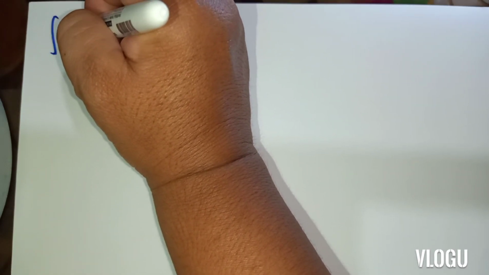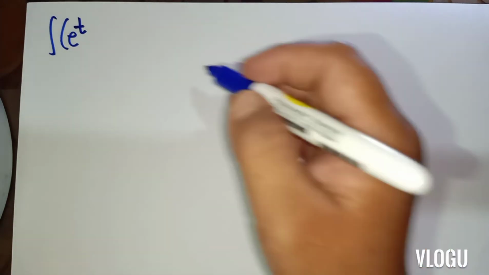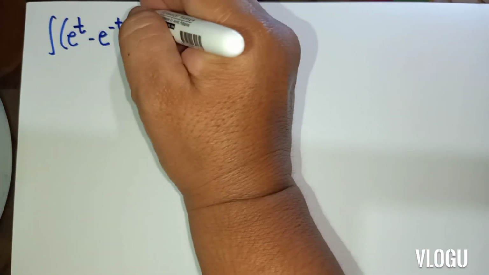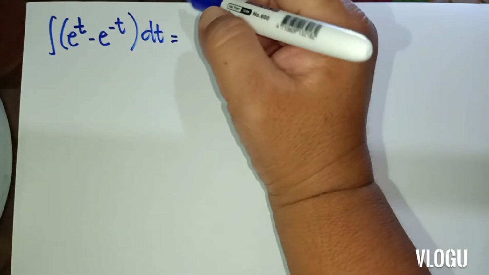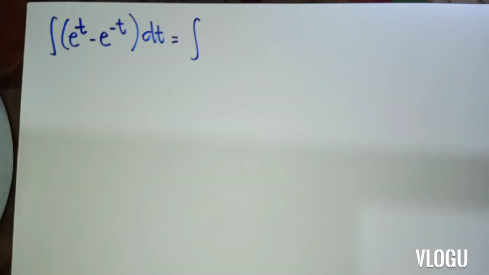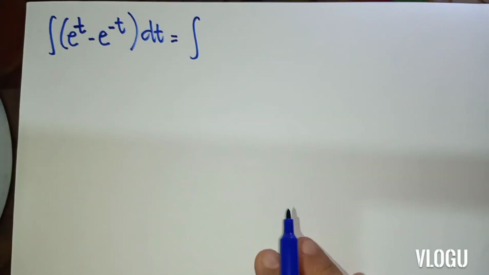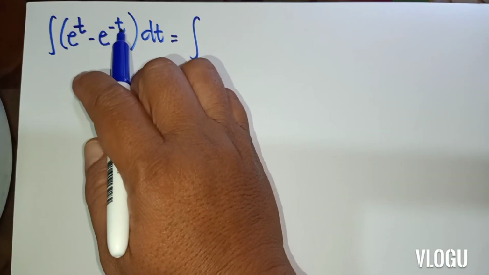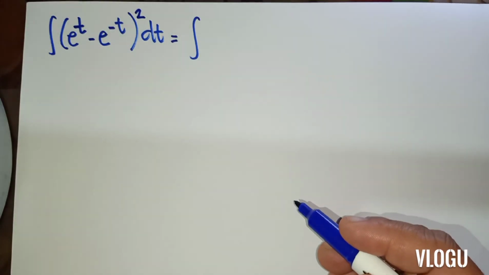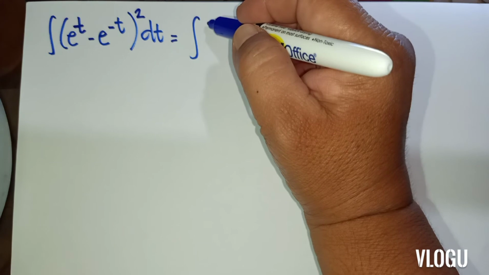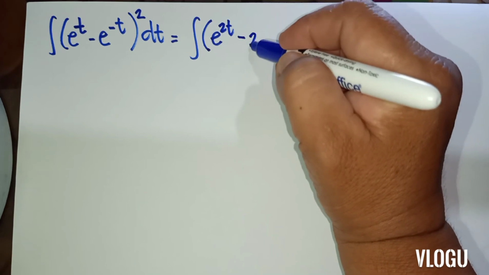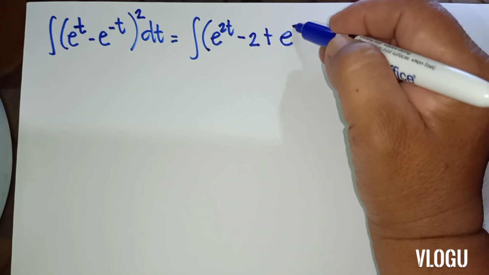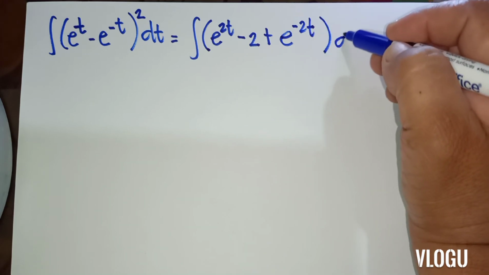The next example is the integral of (e to the t minus e to the negative t) squared dt. If we expand that one, we will have the integral of e to the 2t minus 2 plus e to the negative 2t dt.